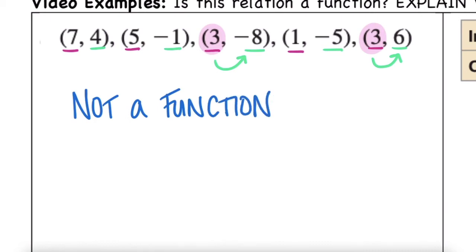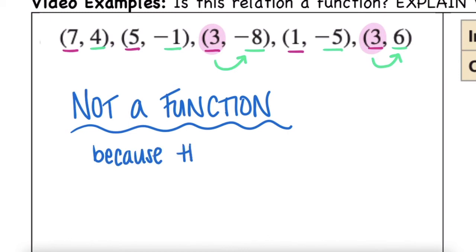And the reason why is because the input 3 has two different outputs.